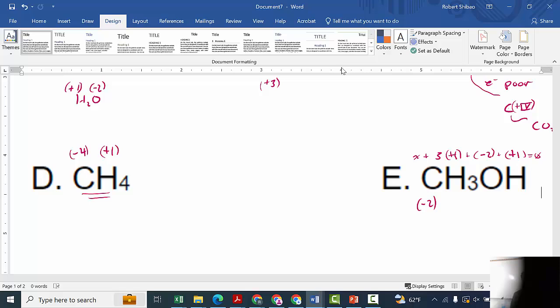So methanol is also highly flammable, but do you think methanol is as good of a fuel? Fuels have to supply electrons to the oxidizer, and so methanol is not as good. But it's still really good because methanol is extremely flammable. And so it's all relative. And so out of all these, which one's the most electron rich? Methane.